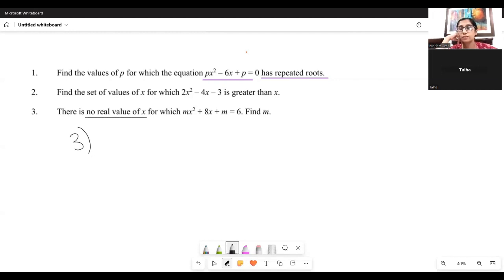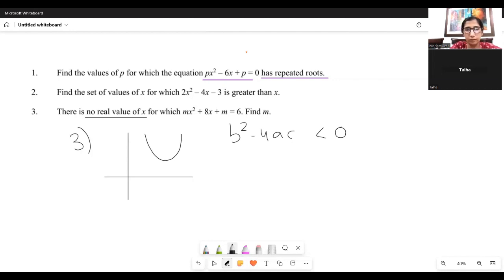Okay. There's no real value of x का क्या मतलब है? Which case is this? मिस यहाँ पे कोई पॉइंट इंटरसेक्ट नहीं हो रहा. ठीक है, right. There's no real solution. So, in case of discriminant, this would be b square minus 4ac is less than 0. Okay, so rearrange the quadratic equation: mx square plus 8x plus m minus 6 equals to 0.